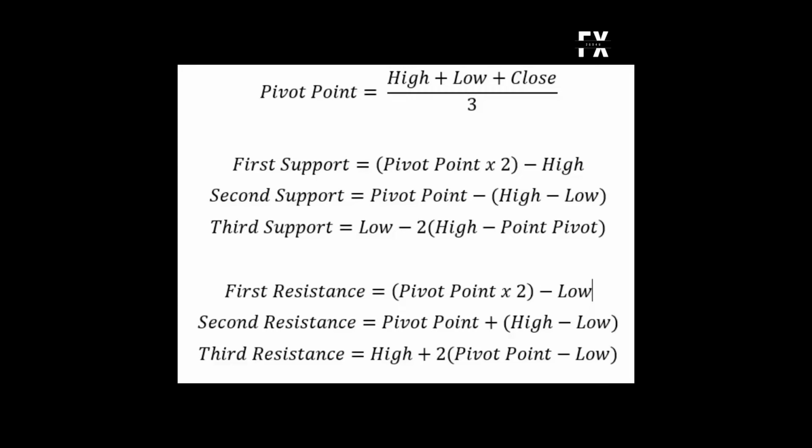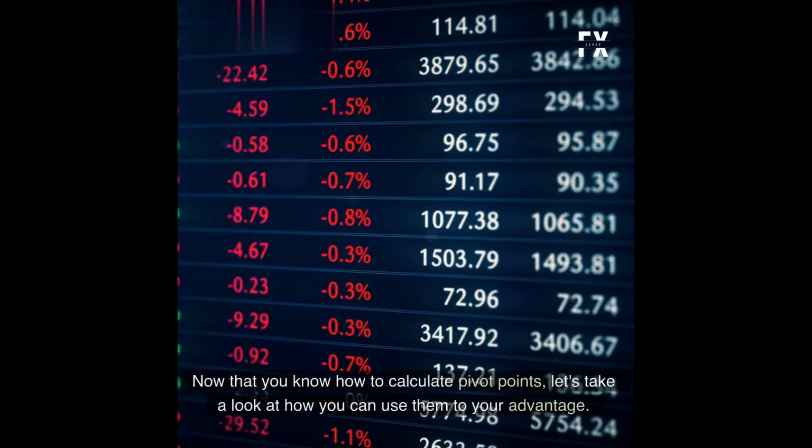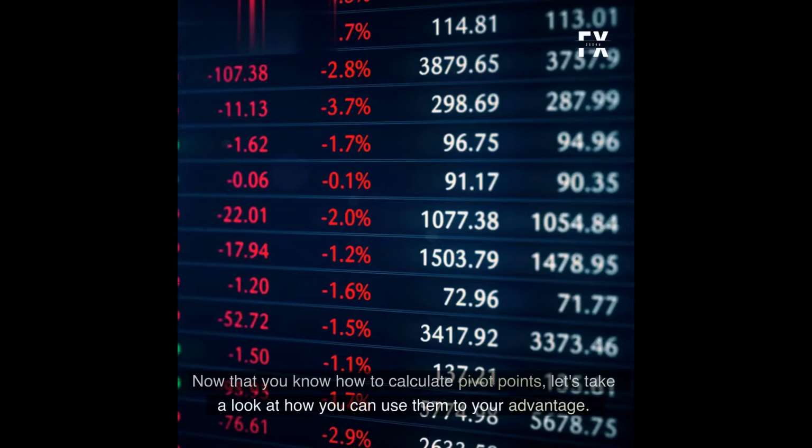The two levels of support and resistance below and above the main pivot point are known as the first and second levels of support and resistance. The third level of support and resistance is located halfway between the main pivot point and the first or second levels of support and resistance. Now that you know how to calculate pivot points, let's take a look at how you can use them to your advantage.